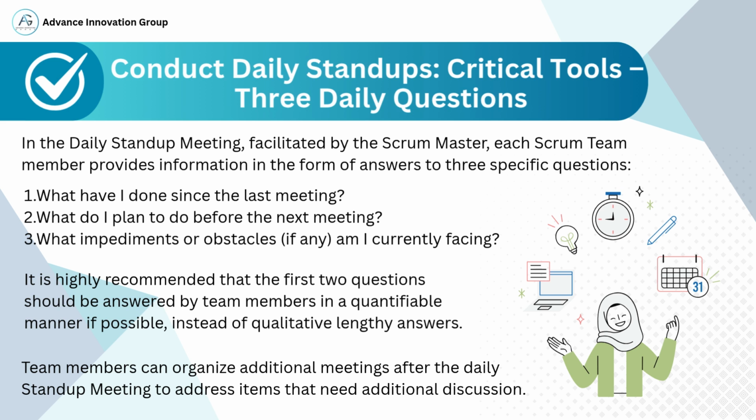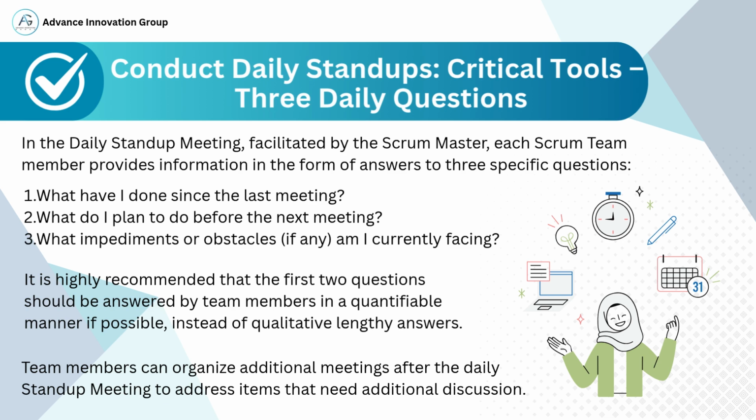During the stand-up, each Scrum team member answers these 3 questions. 1. What have I done since the last meeting? This helps track progress and make sure tasks are moving forward. 2. What do I plan to do before the next meeting? This gives clarity to the team about everyone's next steps and creates alignment. 3. What impediments or obstacles am I currently facing? This is crucial. It helps the Scrum Master and the team identify problems early so they can be resolved quickly.